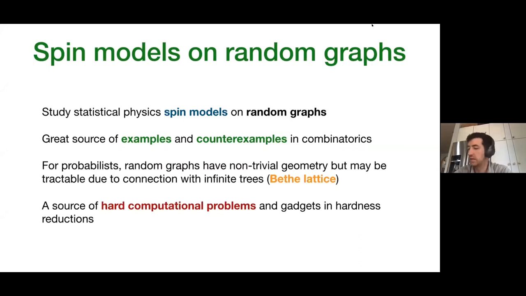That's one reason. For probabilists or statistical physicists, random graphs are interesting because they have some non-trivial geometry, but sometimes analyzing these models is tractable because of a nice connection with infinite trees and recursions. They would call the random d-regular graph the Bethe lattice. And finally, maybe the reason I got interested in these things, is that spin models on random graphs can be a source of hard computational problems or gadgets in hardness reductions. So there's a very nice connection between combinatorics, probability, and computer science here in these models.